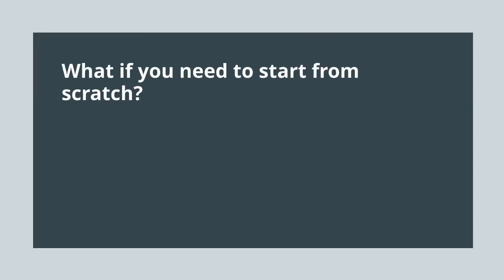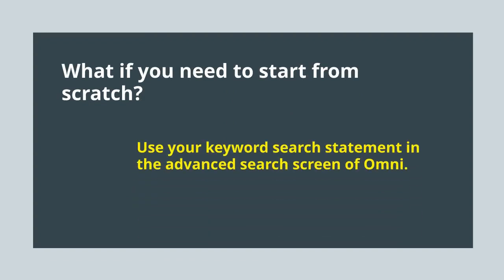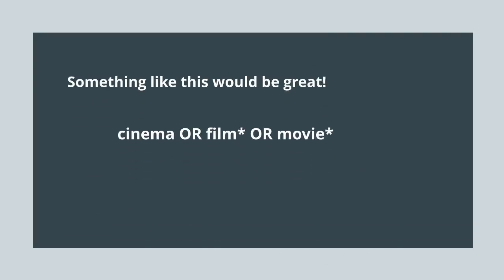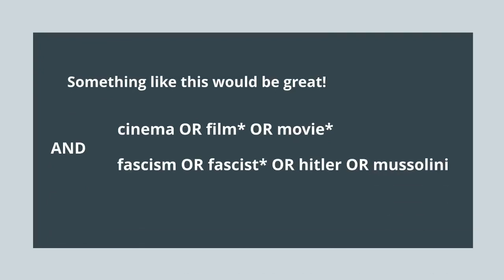What if you don't have a reference list or bibliography? It's simple. Go to the advanced search screen in Omni and type in your search statement. Something like this would be great. Cinema or film or movie, and fascism or fascist or Hitler or Mussolini, and Italy or Germany.